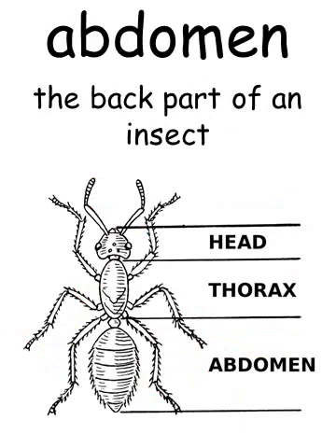Abdomen is the back part of an insect. You can see in the picture the insect has 3 body parts. The head, then the middle is called the thorax, and the back part is the abdomen.